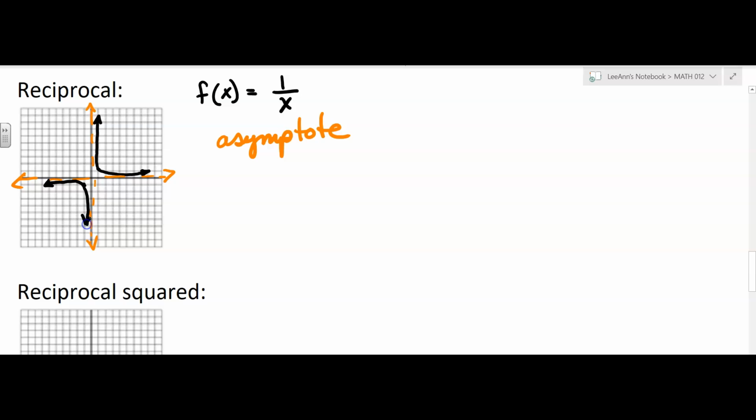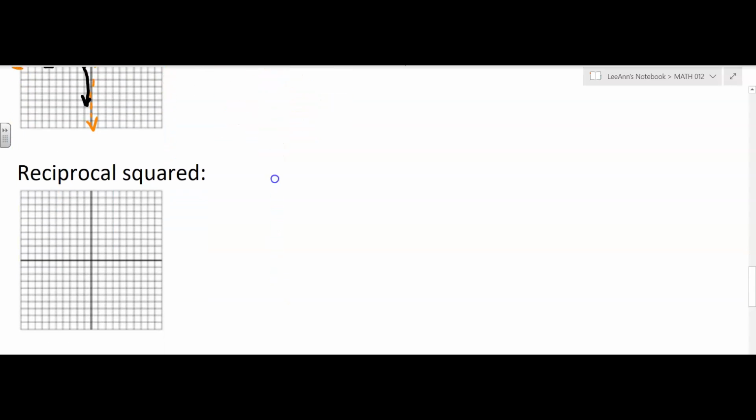It's running like this, okay? So that's what the reciprocal function looks like. You could make a table of values, like I said, choose some values and draw it out.